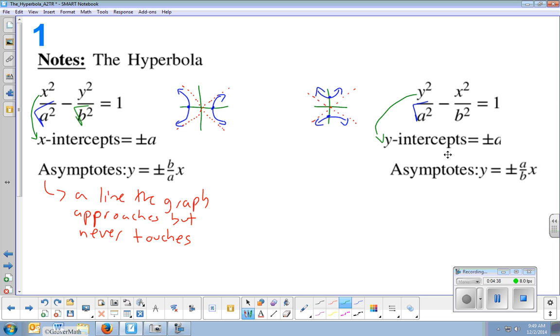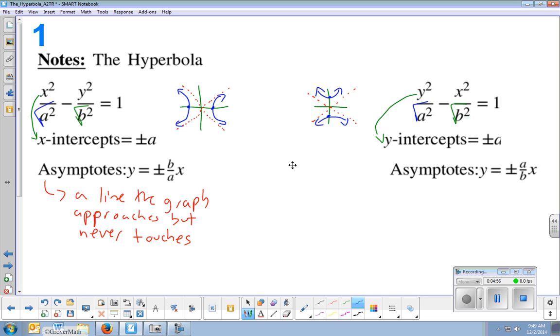Over here, everything's kind of flip-flopped. We have y-intercepts, and instead of the square root of b over the square root of a, it's the square root of a over the square root of b. And I get that probably sounds pretty confusing. So let's graph a couple of examples, and I think you'll see it. And having this as a guide will really help tremendously.